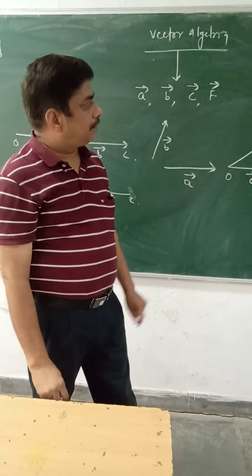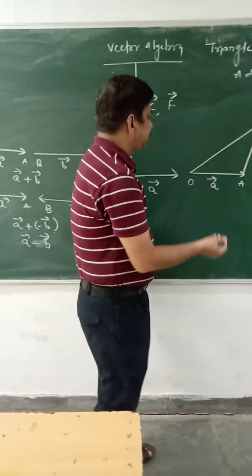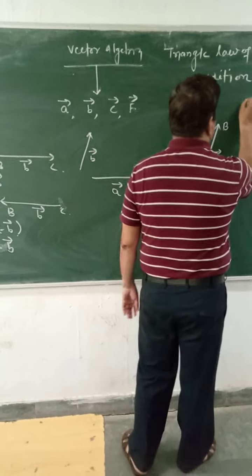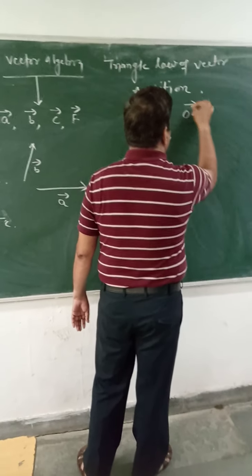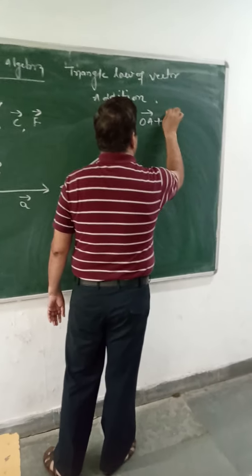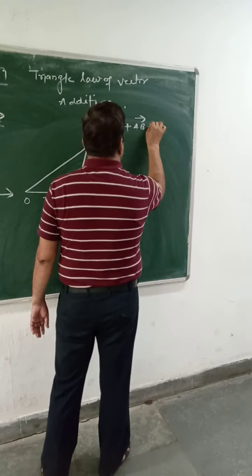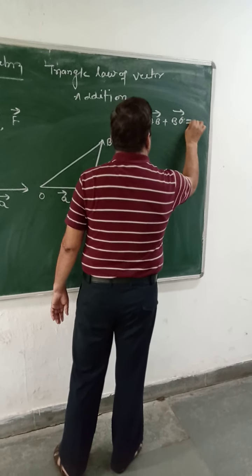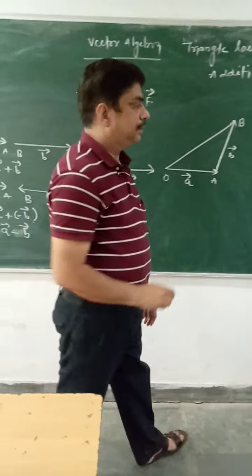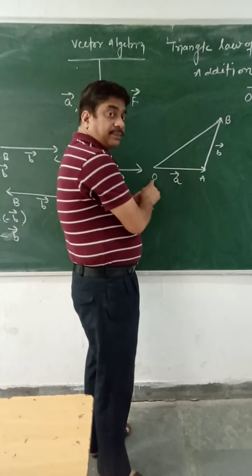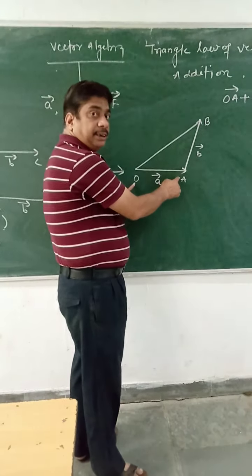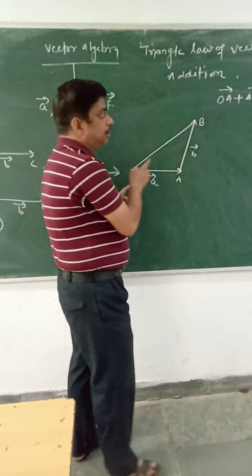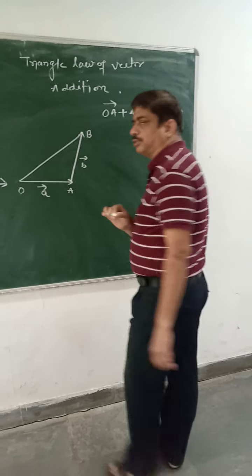In this triangle law of vector addition, as you know, from this triangle OA plus AB plus BO is equal to 0. Yes or no? It means we start from O, reach point A, then reach point B, and then come back to O, so its sum is equal to 0.